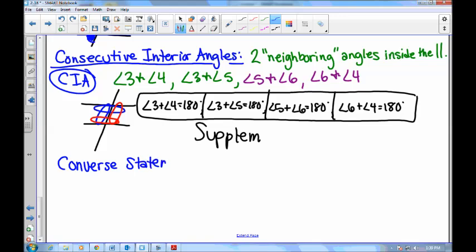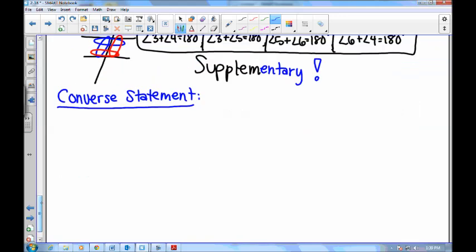Just at the end of your notes. Converse statement. We'll just write one, but there really are many, many converse statements.